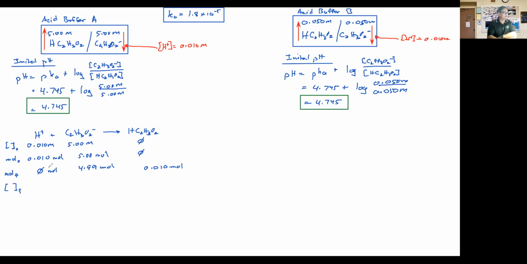Which means the final concentration, which is what we need to find the new pH, is 0 molar for the hydrogen and 4.99 molar for the acetate. The reason we can do this is because we are assuming a 1 liter solution, so moles over liters gives us the molarity. And we have 0.010 molar of the acetic acid that forms. Hopefully all that is pretty straightforward.